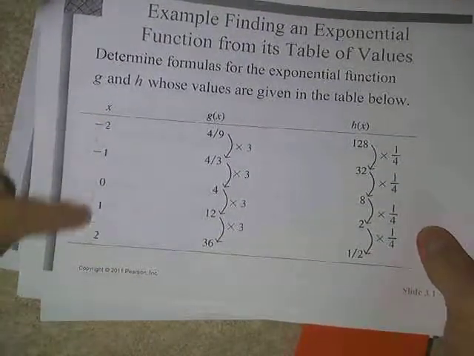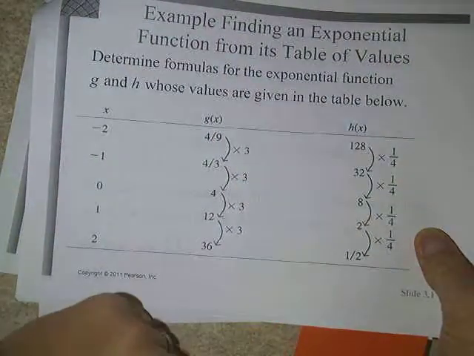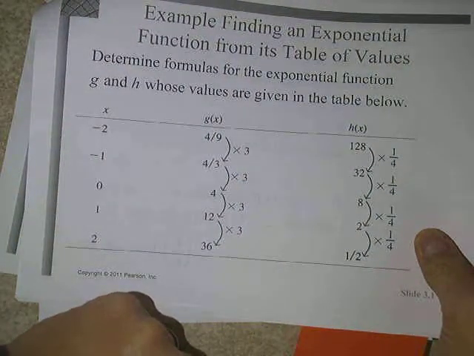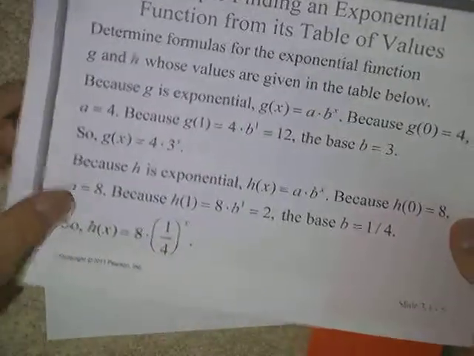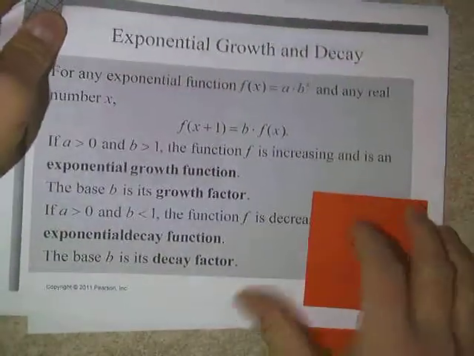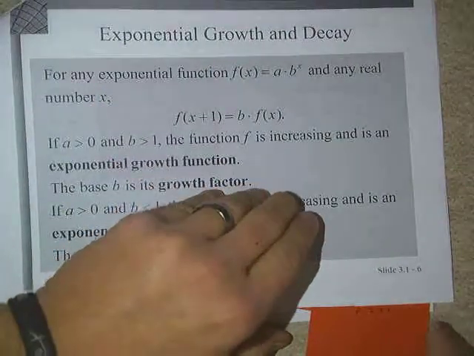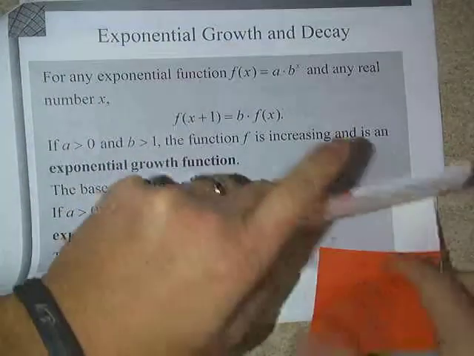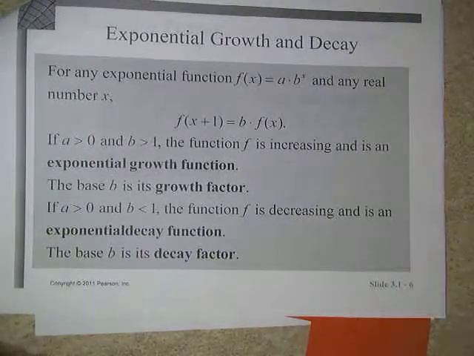So we'd write h of x equals 8 times a quarter to the x. Okay. Now, once you wrote those equations, could you go back and double check, by plugging these numbers in, that you do get all those same numbers with the answer that you gave? Absolutely. Take these numbers and plug them in. You can use your calculator to do that, or in most cases it should be easy enough to do by hand. Okay. Questions so far?